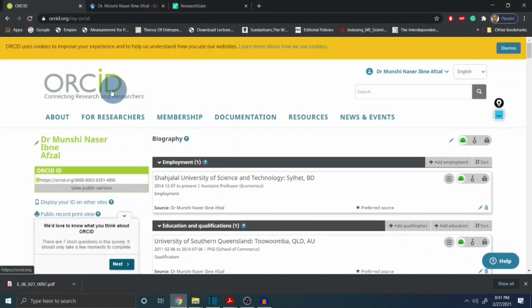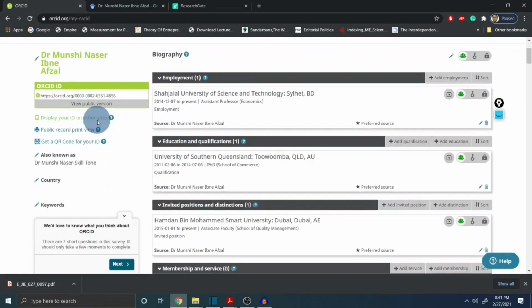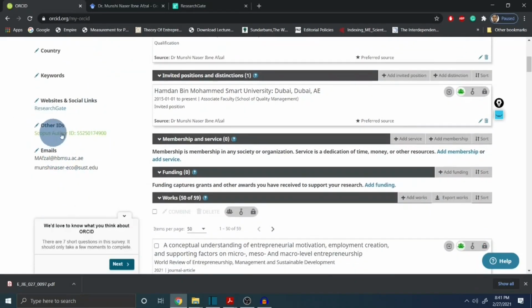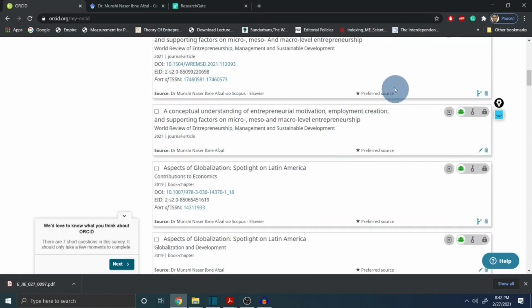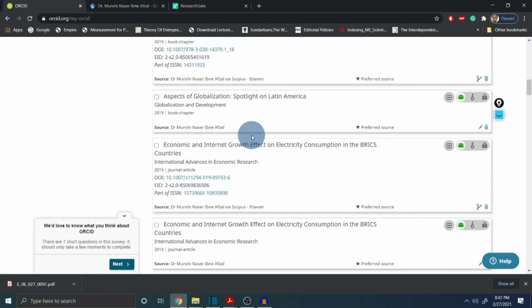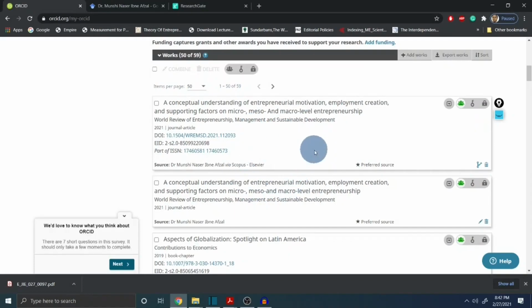For example, ORCID is one of the best ways to connect research and researchers. I have my own ORCID ID. You can see the ORCID ID here, and then I have my own Scopus author ID, which I strongly recommend you to do. And then you see I have 59 publications, so you can put your publications in this. It is a very nice way of showcasing your achievements. People can go and check the ORCID ID and look at what you have done so far.